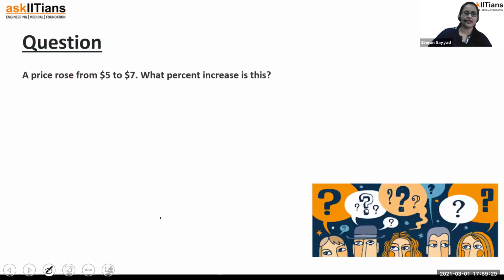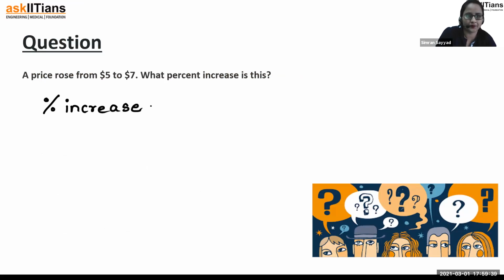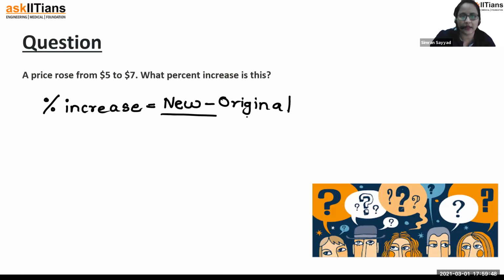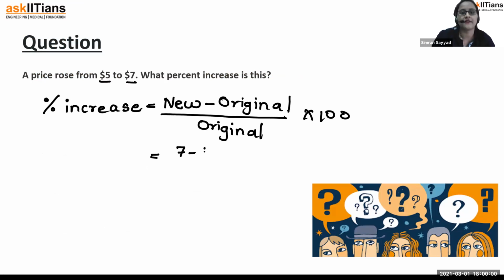Okay, so let's do a quick example on this. What percent increase is this? Okay, so this is an increase. So you'll write percentage increase is equal to, what is the formula? New minus original, whole divided by original, into 100. Yes or no? Yes. So what is my new one? Basically it was $5 and the new one is what? 7, exactly. So 7 minus 5 upon 5 into 100.